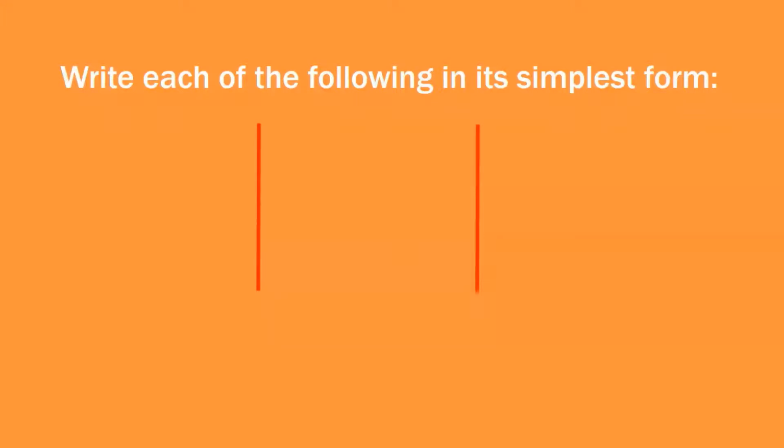So let's have another exercise. Write each of the following in its simplest form. So we must write the ratio in its simplest form. A, 25 to 45. How can we find the simplest form? By dividing. So the two terms, 25 and 45, can be divided by what? Both of them can be divided by 5. So let's write divided by 5. 25 divided by 5 equals 5, and 45 divided by 5 equals 9. So this is the simplest form, 5 to 9. The ratio is 5 to 9.